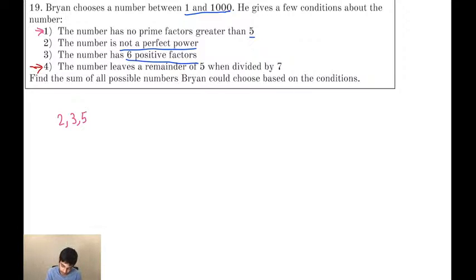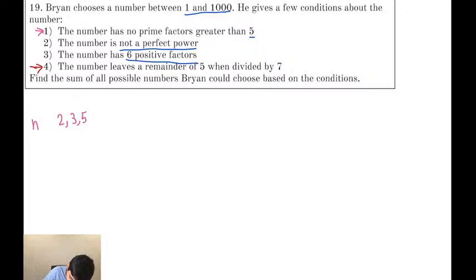Okay, the number is not a perfect power. So the number, let's say n, cannot be something like 3 to the 11 or something, because that's a perfect power. Or even something like 3 to the 5, because that's also a perfect power. So those don't work. That's what I mean by perfect power.